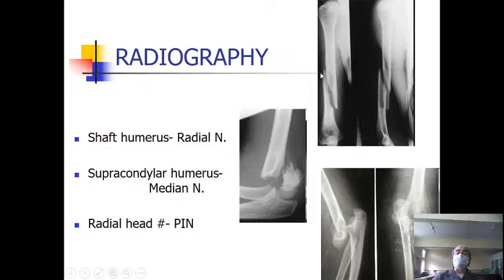diagnose this in the first place, then you can open up and see what type of nerve injury is there, neuropraxia, axonotmesis or neurotmesis, then you can go ahead and repair it. So these are some of the radiographs which are in association with nerve injuries. A humerus fracture with radial nerve, a supracondylar fracture with median nerve, and radial head fracture and dislocation. Here we found association of the posterior interosseous nerve along with the dislocation.